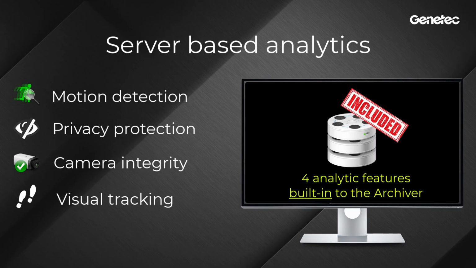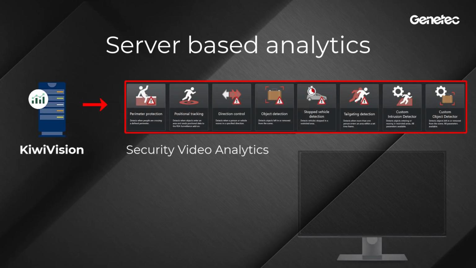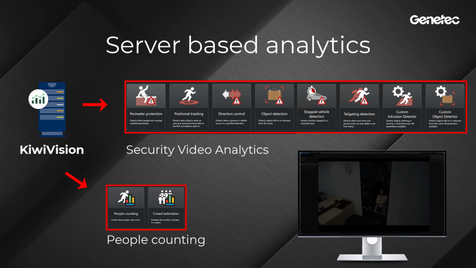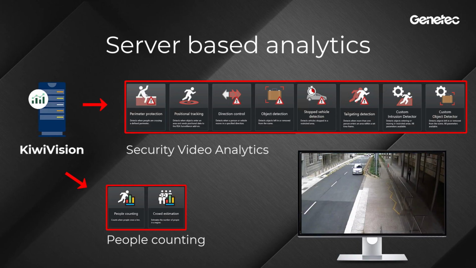No special server role is required for these four analytics. They're built into the feature set of an archiver. If you've got cameras in your system, you've already got an archiver. But there's more. By adding the optional Kiwi Vision server role, we can take advantage of many more analytic modules. These Kiwi Vision analytic modules are used primarily for intrusion detection, object detection, and people counting, but there are many customizations and variations available.